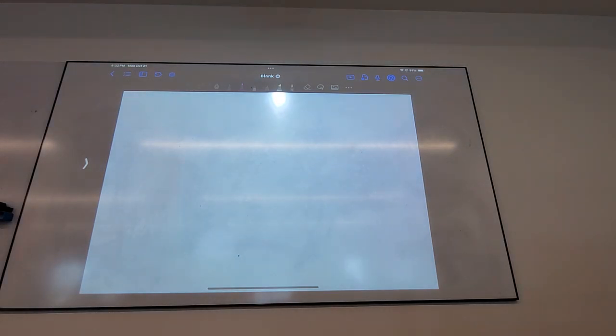Okay. So that's section 4.4, L'Hopital's.